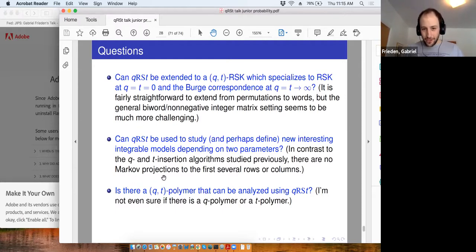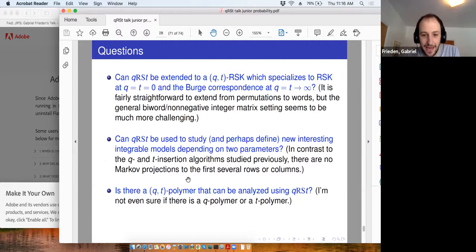Are there integrable models depending on two parameters that could be studied with qRSt? So one difficulty is that you don't have these nice Markov projections to the first several rows or columns, because the bumping step, it's sort of like in the t=0 case, you kind of always move things up. But in our case, you put something in anywhere. When something gets bumped, it can go anywhere. So if you want to know what's happening in the first row, you have to understand what's happening everywhere, not just in the first row. So I don't know about this.